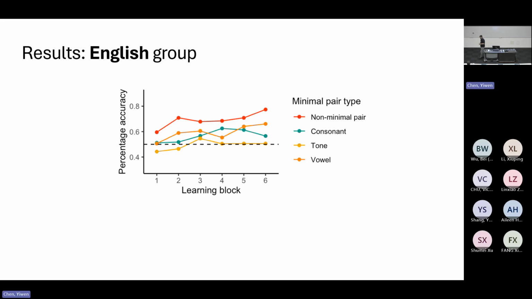This is what happens with English native speakers. They can also do it, and you have a very similar pattern. It's easiest for them with non-minimal pairs. Then when it's vowel minimal pairs, then consonant minimal pairs. But when it's tones, English native speakers have a really tough time doing it. So they have trouble distinguishing between two objects that are associated with pa-mi and pa-mi, because the tone minimal pair becomes difficult for them, which makes sense.